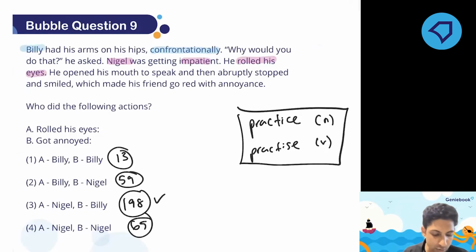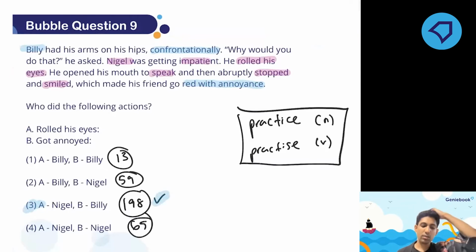He opened his mouth to speak. Who is this guy who wanted to speak? Stopped and smiled. Nigel. Nigel is the one who... That's Nigel. So if Nigel is the one who stopped, who got red with annoyance? Billy. Ah, does it make sense now? Okay, therefore you get the answer, number 3. We break it down.